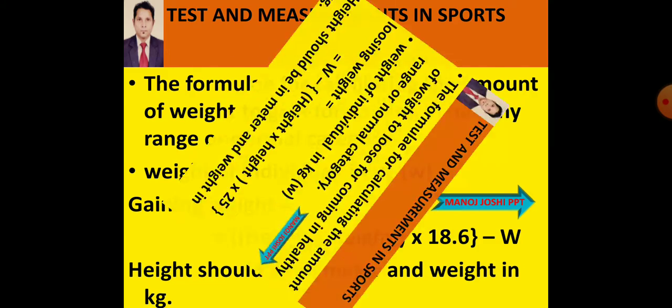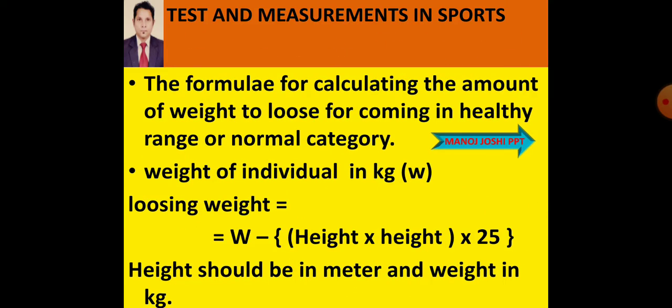Another formula for calculating the amount of weight to lose for coming into the healthy range or normal category. Losing weight is required for a person who is overweight or obese, that is obesity class 1, class 2, class 3. So any kind of obesity or overweight, they need to lose weight. What is the amount of weight they should lose? We can calculate by this formula.